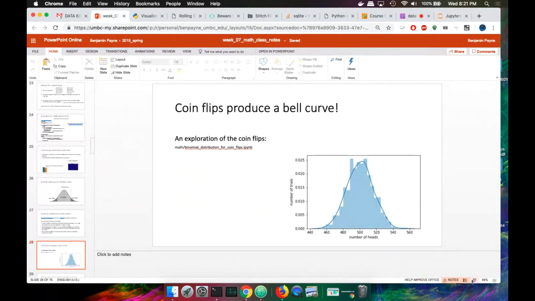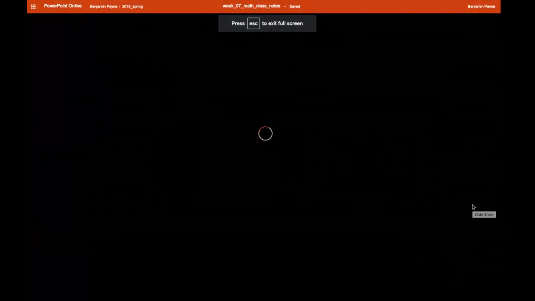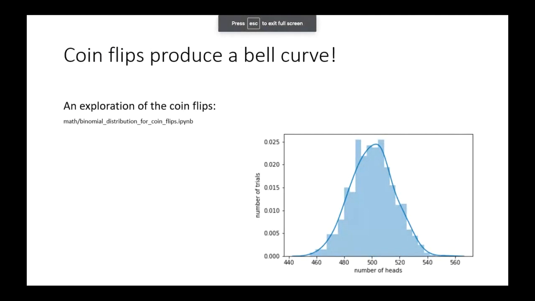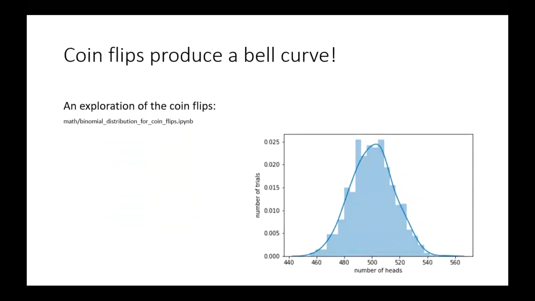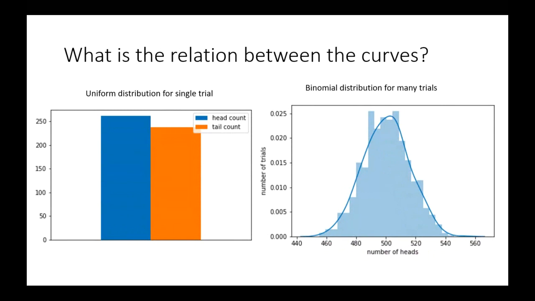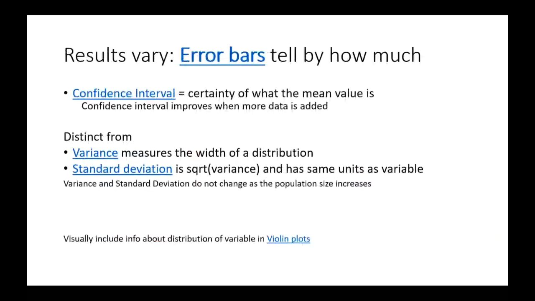So the point of all that quick discussion is, let me get to the next slide. Using the same coin, we got this outcome, a bunch of trials leading to these various results. What's the relation between these? This is one trial, and this is the outcome of a bunch of trials. So we can get a uniform distribution versus a binomial distribution. So there's some deeper meaning to that.